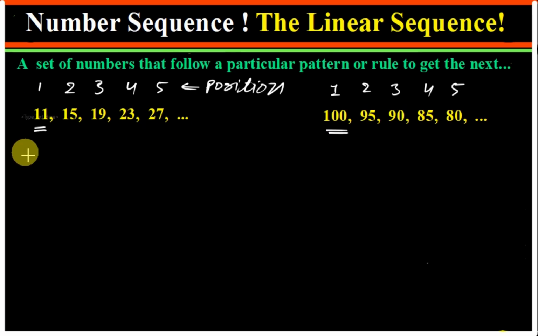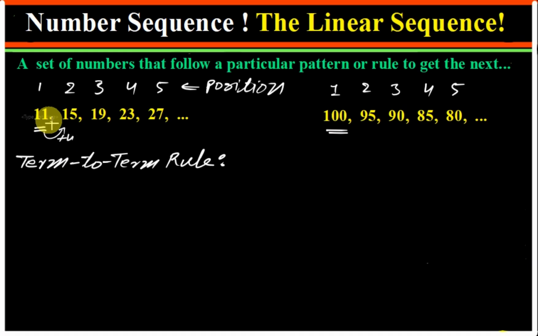Next thing is the term to term rule. So what is the term to term rule? It means the rule by which we can get the next term of the sequence. We had seen that if you add just 4 to the previous number, you will get the next number in the sequence. Like here, if you want to find the next term of this sequence, you have to just add 4. So 27 plus 4 will be 31. So this is what the term to term rule is.